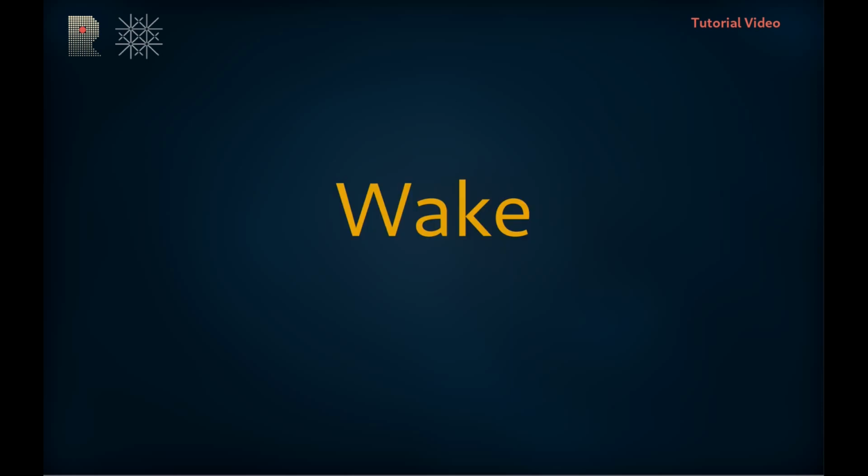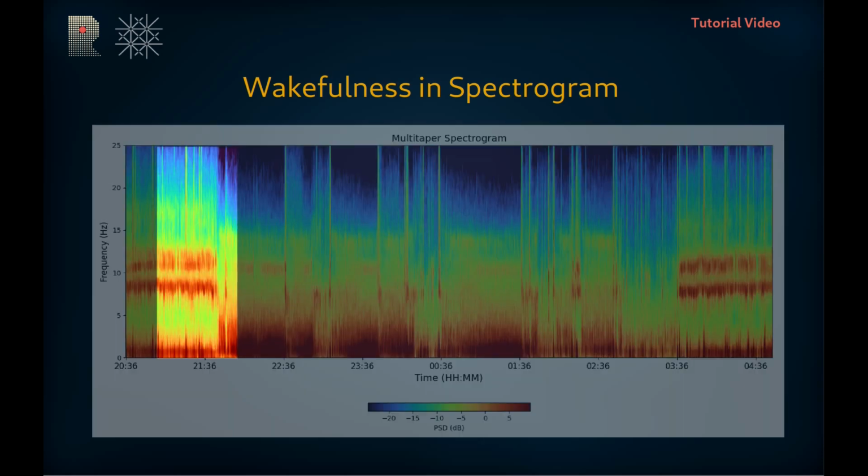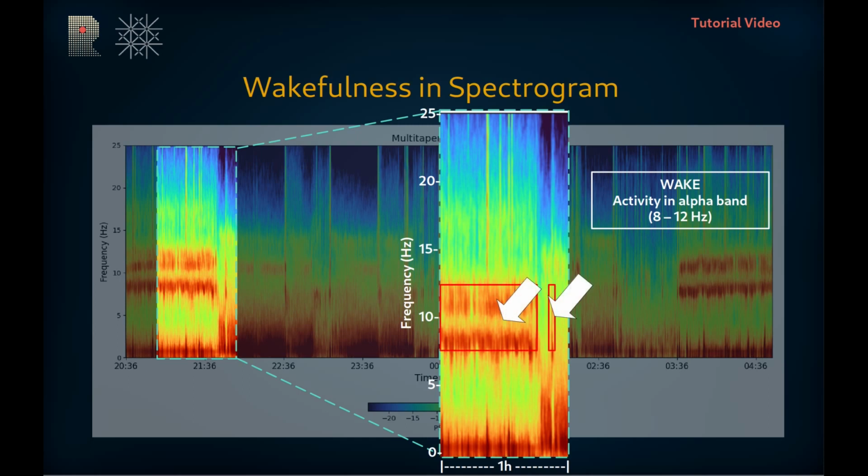Let's now analyze the wake stage. To get a closer look at wakefulness, let's zoom into a part of the full night sleep spectrogram. When someone is awake, there's a lot of activity in the alpha band, 8 to 12 Hz. For some individuals, activity in the alpha band may be double, meaning that you will observe two red areas in the alpha band, as shown in this segment. On the other hand, the activity can also be single, meaning that you will observe one main red area in the alpha band for wakefulness.